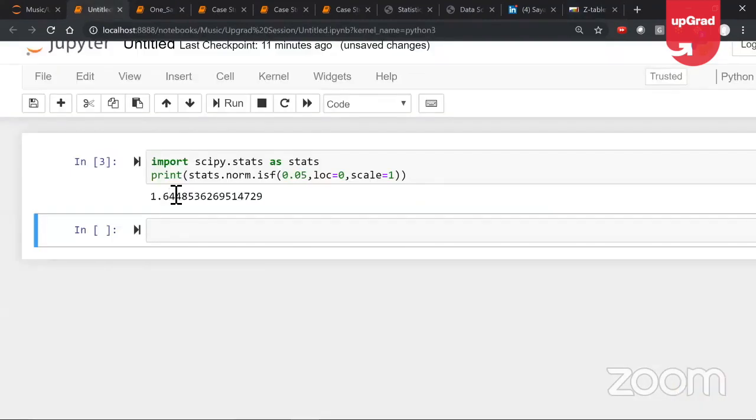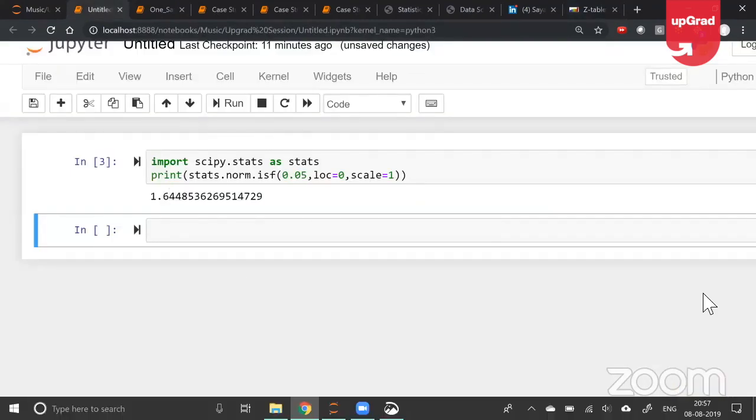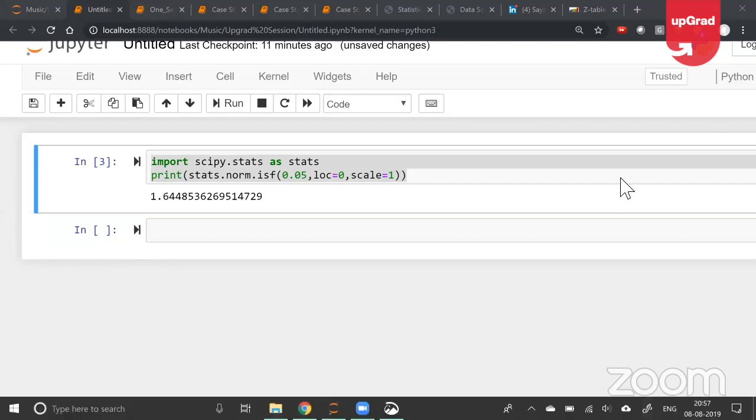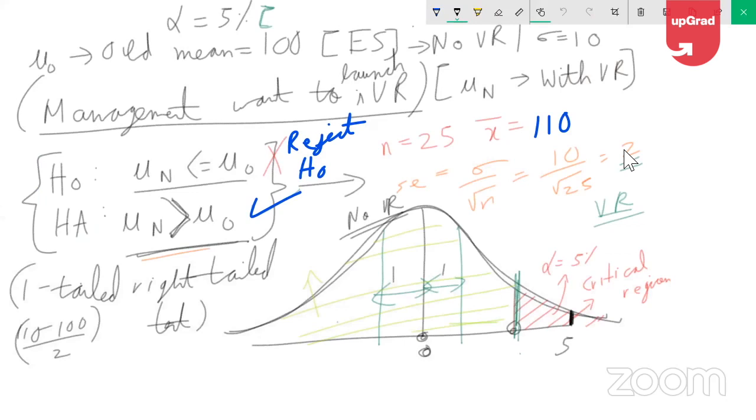So there are multiple ways you can solve the question, right? Don't be confused about the Python function part of it. Python functions you can always memorize, but the concept, the way I actually did this in pen and paper for you, that part should be absolutely clear. How do you solve the hypothesis testing question? That is more important. Right? So this is going to be 1.645.